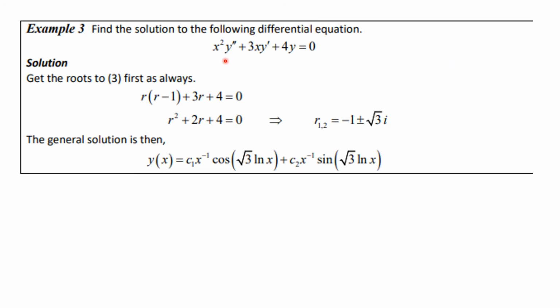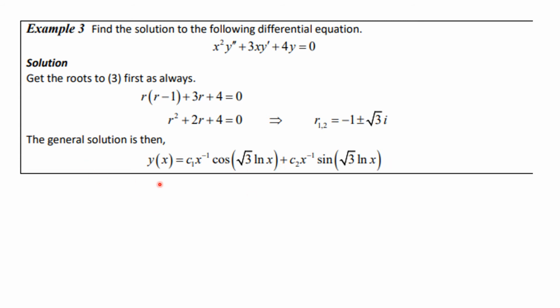Okay, so we're plugging in x to the r here, and we end up with this. We plug it in and we get this, which is your auxiliary equation. And if you use the quadratic formula, this is going to be minus 1 plus or minus the square root of 3 i. So it's going to be x to the minus 1. And the square root of 3 is going to be the multiplier for the natural logarithm in the argument of both the cosine and the sine.